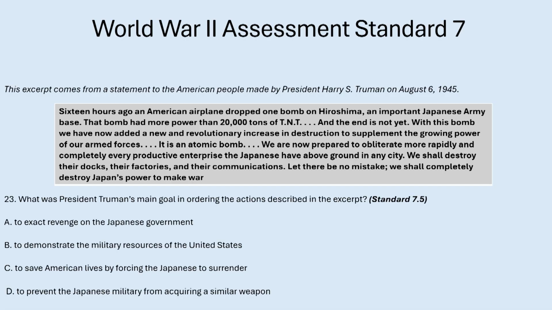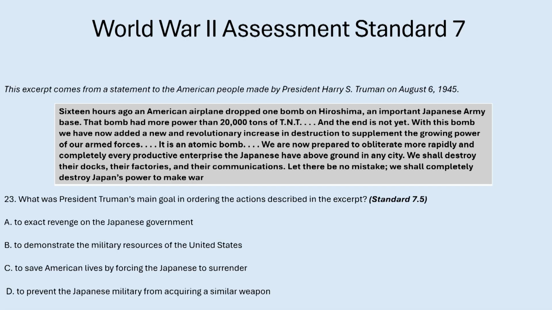We are now prepared to obliterate more rapidly and completely every productive enterprise the Japanese have above ground in any city. We shall destroy their docks, their factories, their communications. Let there be no mistake. We shall completely destroy Japan's power to make war. What was President Truman's main goal in ordering the actions described in the excerpt?